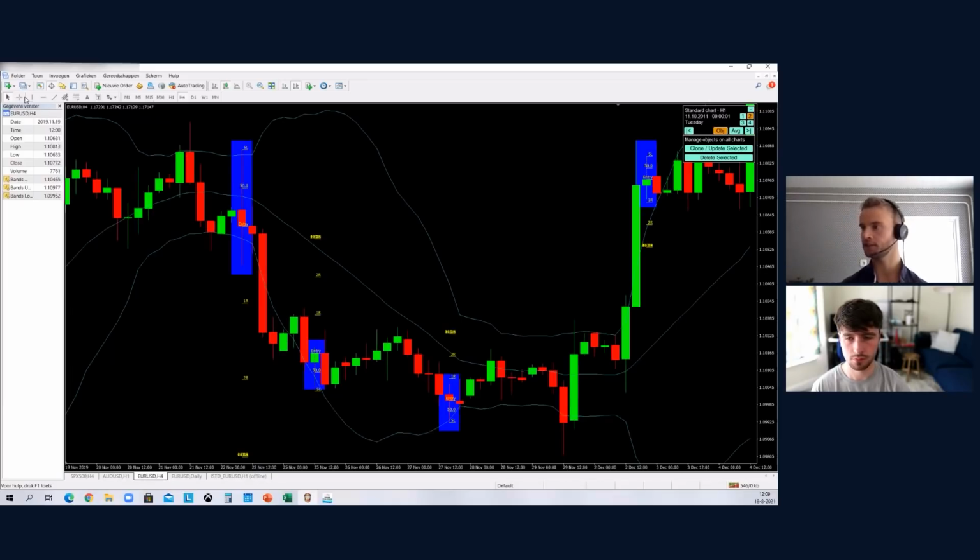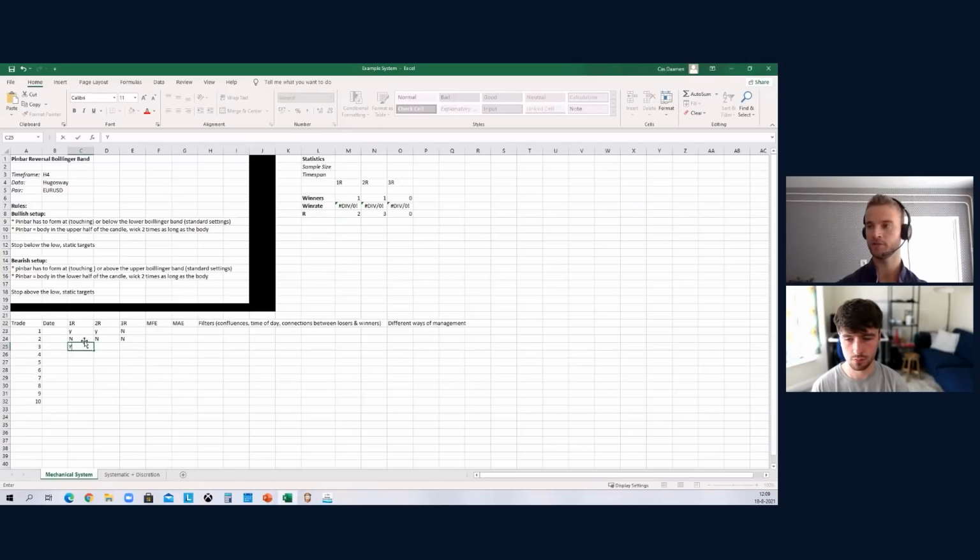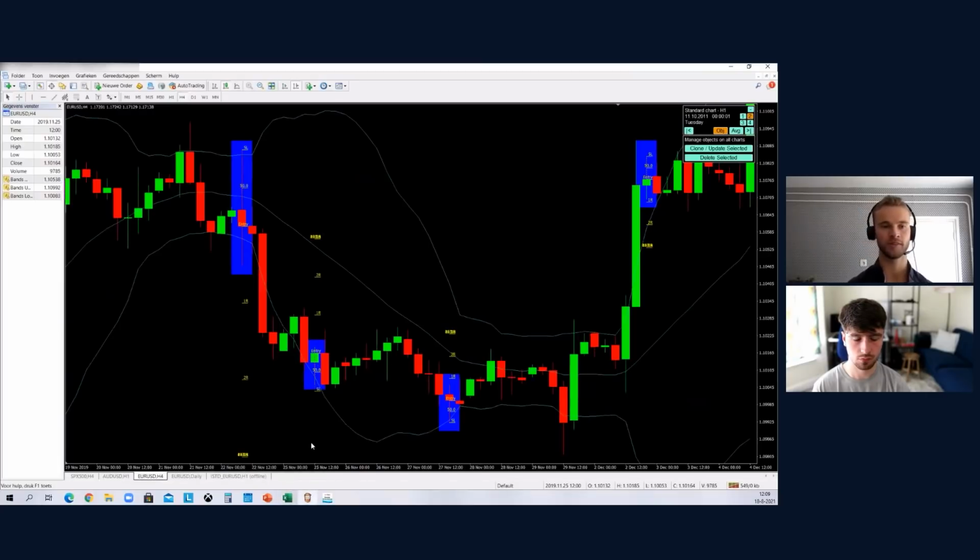So as you can see, we made 2R, we didn't make 3R. So you fill it in again and you basically get the point right now. So this is how you can test a mechanical system. And you might be thinking, this is just a candlestick setup. What's the point of that? There's no real thing behind it.